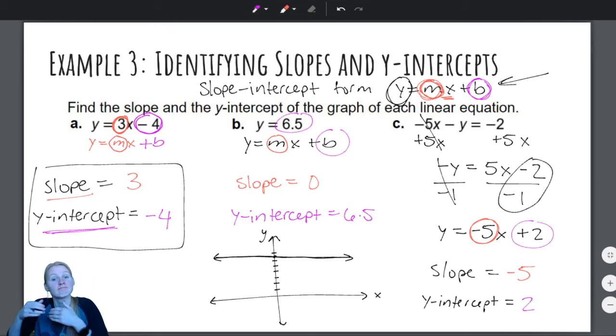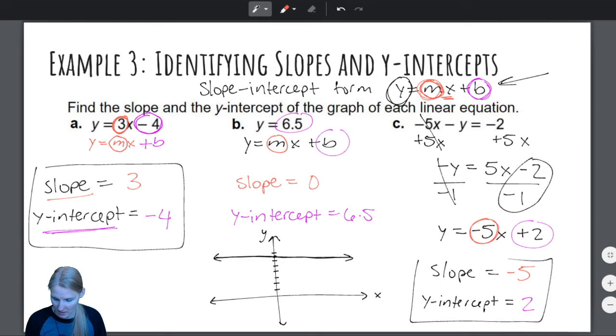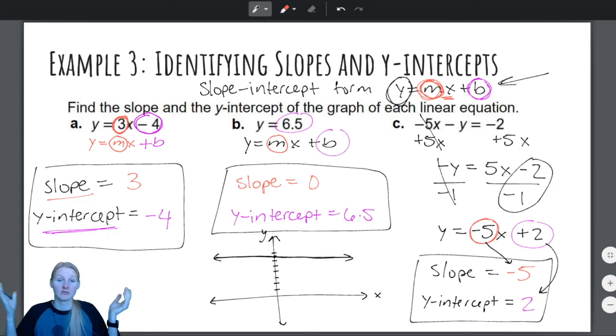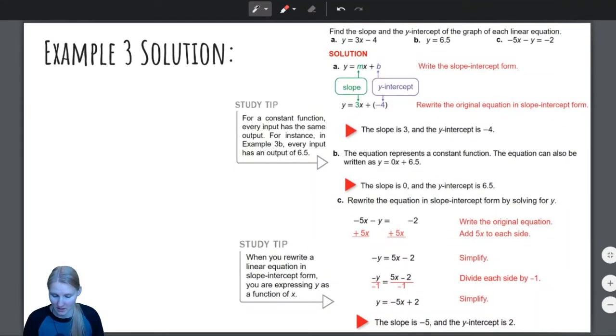Negative 5x plus 2. So 2 is our y-intercept, and we are done. Oh, and we put a box around the second one too. And there you go. Once you put your equation in the form y equals mx plus b, all you need to do is pick out m for your slope and pick out b for your y-intercept. And you're done. Let's check and make sure that we were right.